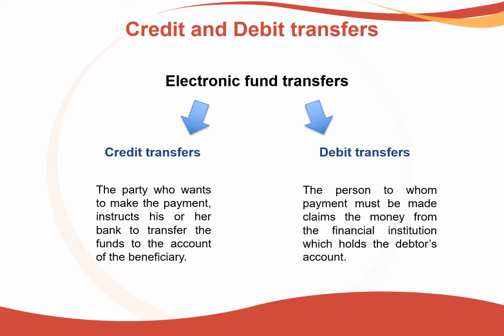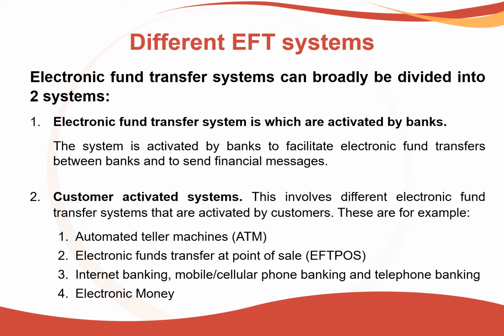We will now continue to the next slide, which will explain EFT systems. Electronic fund systems can broadly be defined into two systems. Firstly, the one type of electronic fund transfer system is those which are activated by banks. The system is activated by banks to facilitate electronic fund transfers between banks and to send financial messages. Although clearinghouses, such as ACB in South Africa, are primarily used to bring about settlement between banks, they are also used to effect electronic fund transfers between banks.